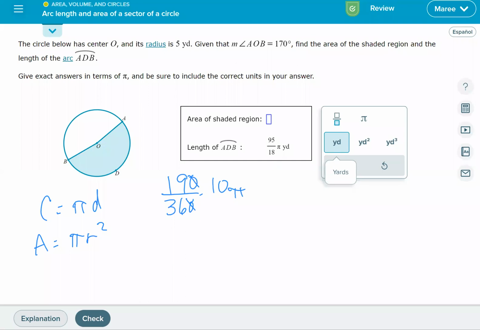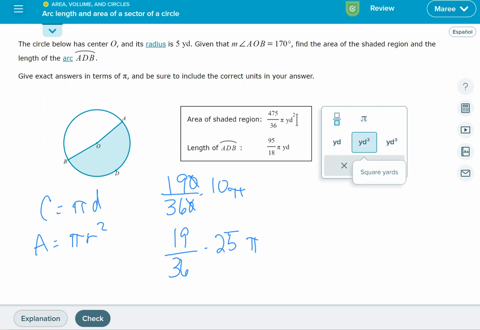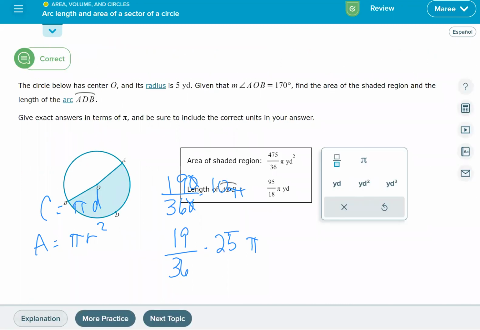Okay, so then let me erase that. For the area, we want to do 190/360, and we need to take our radius and square it. So 5 squared is 25, and then we put pi on the end. So we have a fraction, 19 times 25, using my calculator here, divided by 36, and reduce. That is 475/36. So 475/36, and then we put our pi on, and the area is yards squared. There you go, and that is the end of our lesson.